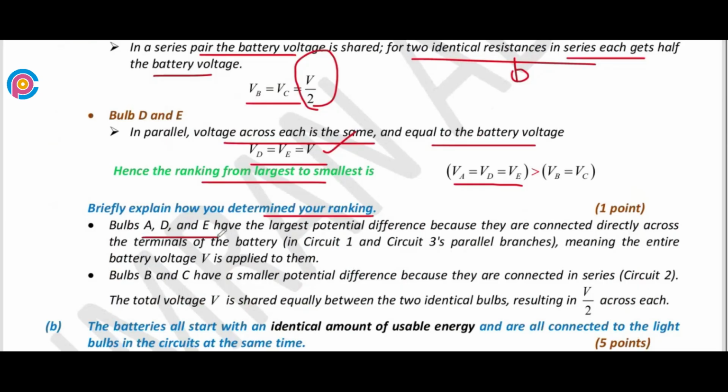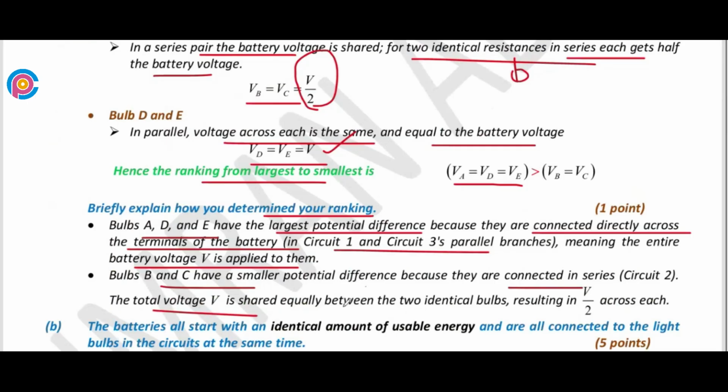Bulbs A, D, E have the largest potential difference because they are connected directly across the terminals of the battery, as shown in circuits 1 and 3 we have seen previously, meaning the entire battery voltage is applied to them. But B and C have smaller potential difference because they are connected in series, as we have seen in circuit 2. The total voltage is shared between two identical bulbs, resulting in half voltage each.